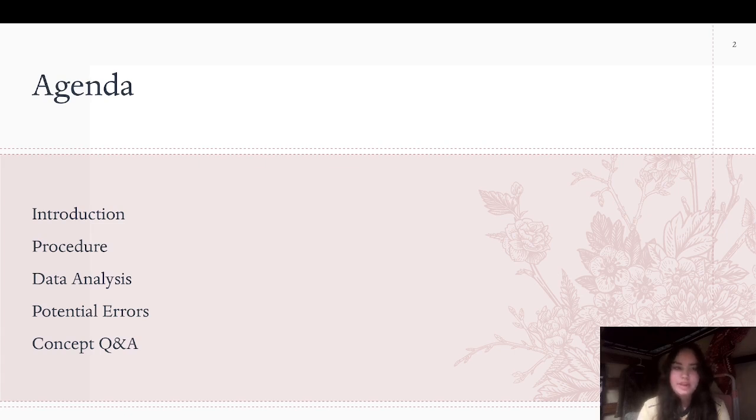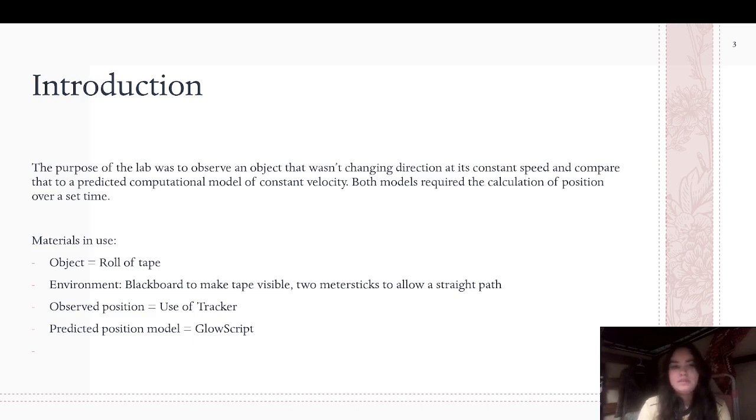Here's a short agenda for today. There are five primary categories that we will be talking about, so let's get started. The purpose of the lab was to observe an object that wasn't changing direction at its constant speed and compare that to a predicted computational model of constant velocity.